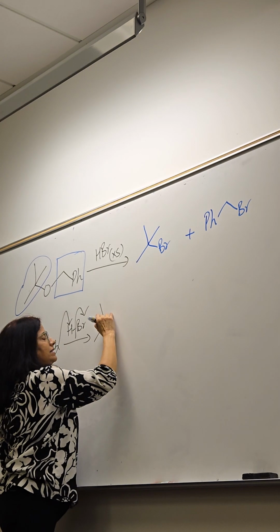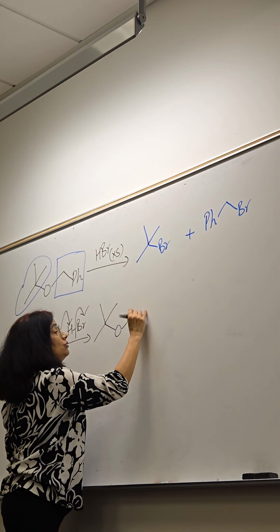But one of the sides becomes a good leaving group. How? What needs to happen for one of the sides to become a good leaving group? The oxygen takes the proton. Oxygen takes a proton. Now, will SN1 happen first or SN2 happen first?